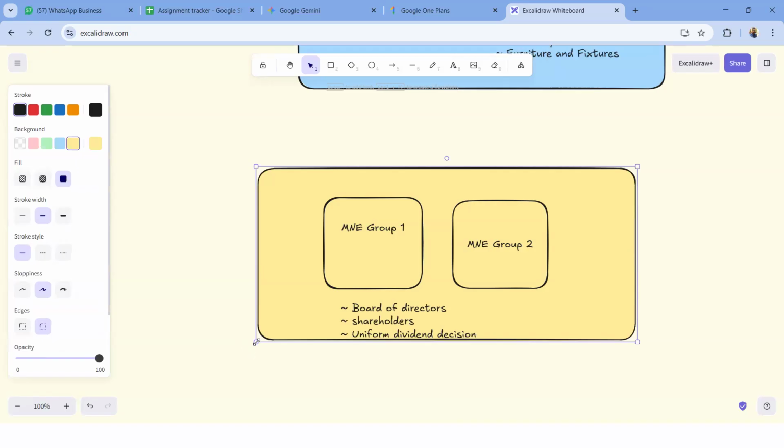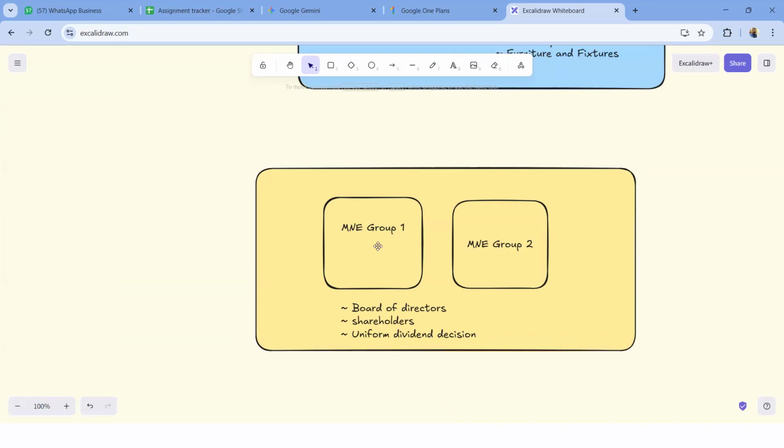In substance, in legal terms, these are two different M&E groups, but they have the same board of directors, only one board of directors for both groups. They have the same shareholders and a uniform dividend decision. This could happen, right? Profit distribution and dividends would be determined on the basis of combined profits, not on the individual profits of each group. The dividend would be declared on the combined profits.